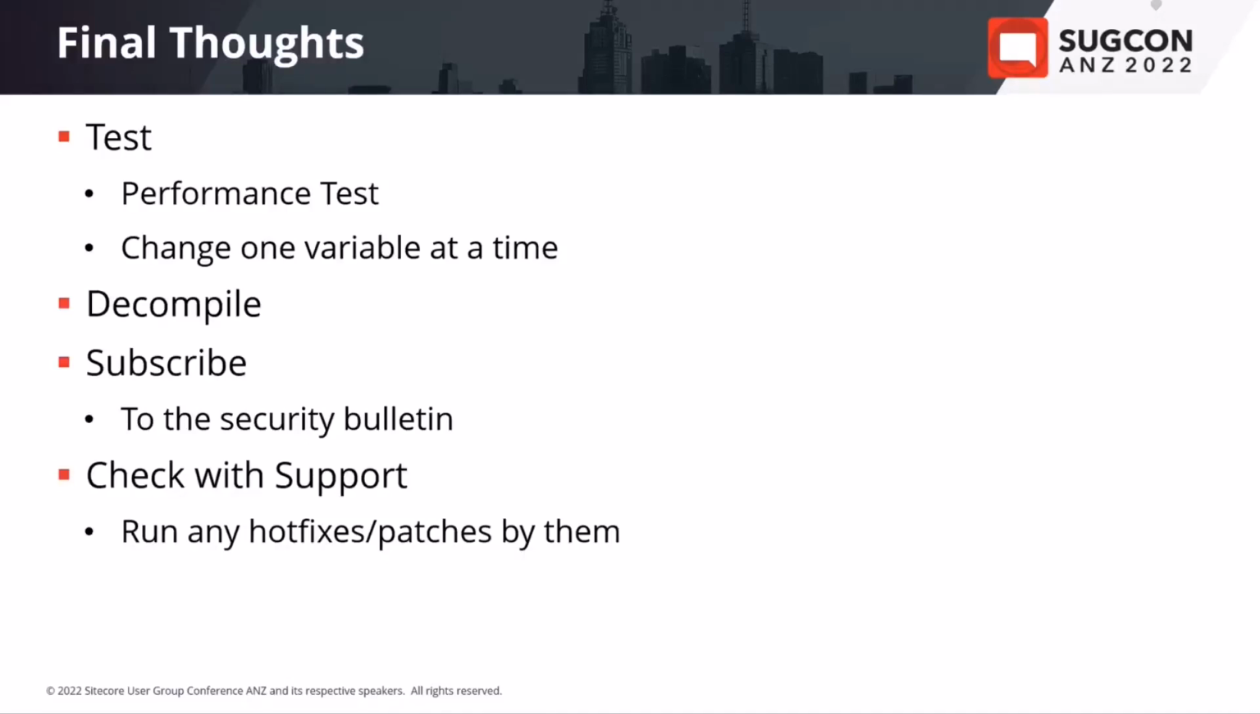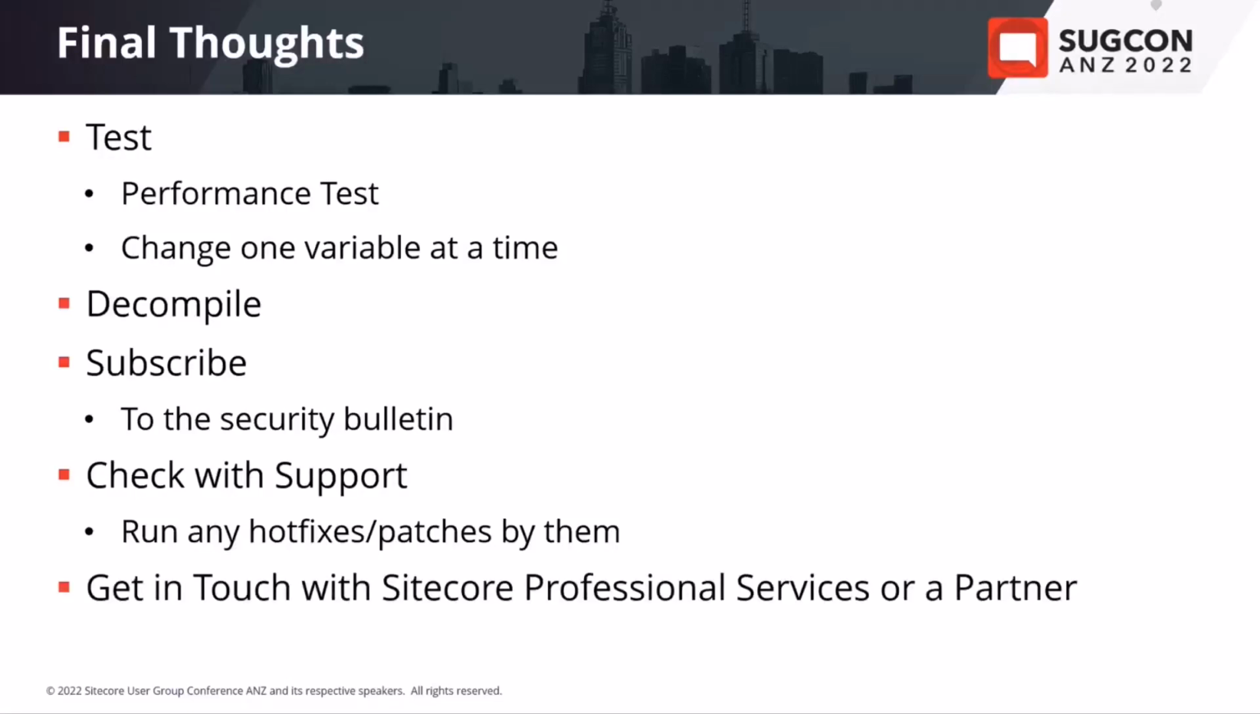And so going back to what we mentioned before, check with support. If you found a hotfix or a blog post or something that mentions it, check it with support. Make sure that you can actually run that hotfix or patch with them so that you don't run into further issues down the line. And lastly, get in touch with Sitecore Professional Services or a partner. We can help you, or a partner can help you with your implementations so that you don't run into these issues. You can know some of these things ahead of time, or we can help fix things up for you to make your instance run better and you can get the most out of Sitecore XP.